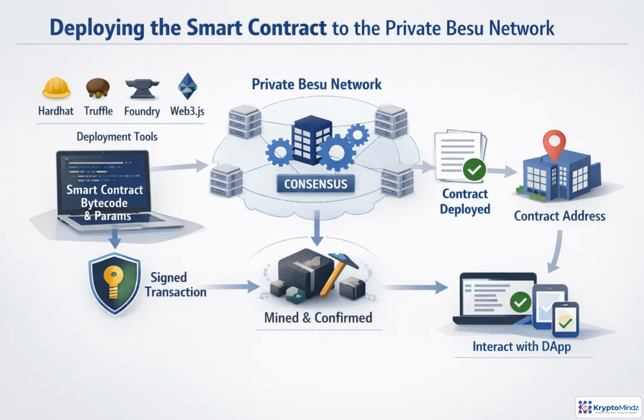With the contract compiled into bytecode and constructor parameters ready, deployment can begin. A tool like Hardhat, Foundry, Truffle, Web3.js, or Ethers.js builds the deployment transaction for the Besu network. That transaction is signed with a protected key or external signer, then submitted to the validators. After consensus mines or finalizes it, the receipt confirms status, block number, and the new contract address. Finally, call a read-only function to verify the contract responds correctly.